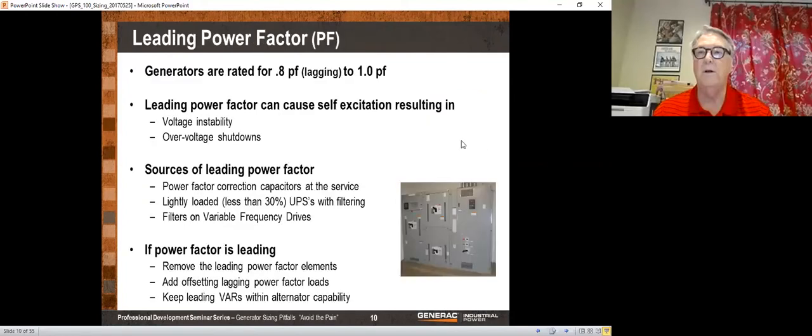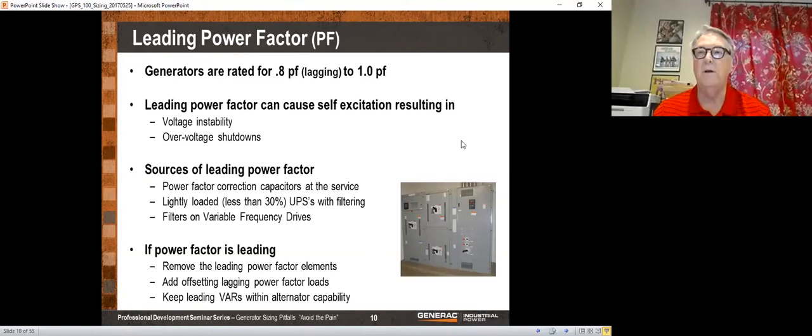Power factor. First of all, generators are rated at 0.8 power factor. Well, actually, I just lied to you. All three-phase generators are rated at 0.8 power factor. Single-phase generators are rated at 1.0 power factor. We do that just to confuse you. So think about this for a minute.